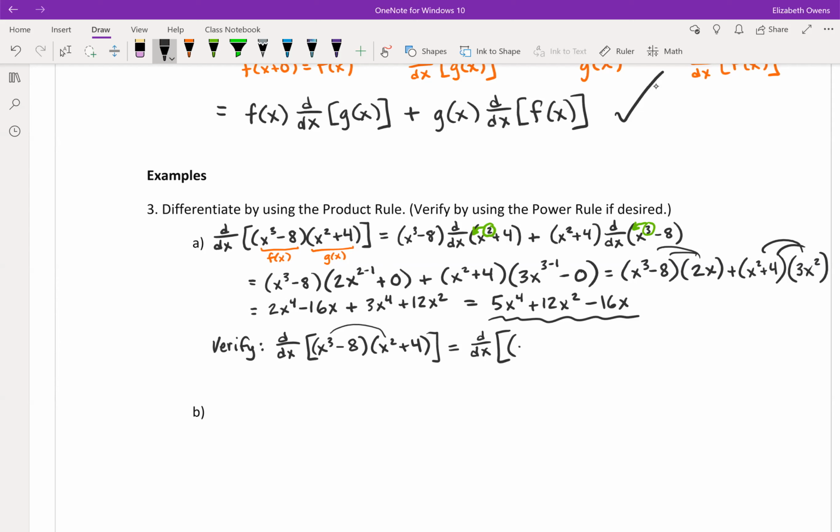We'll have x to the 5th, and then plus 4x cubed minus 8x squared and minus 32.